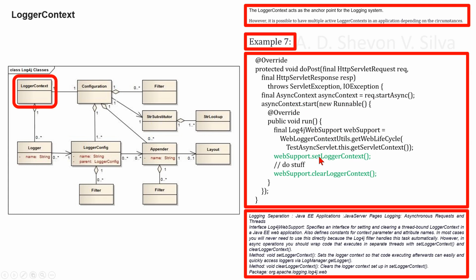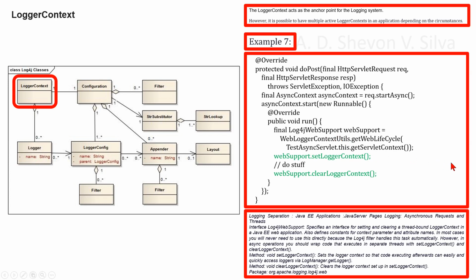Here the method void setLoggerContext sets the logger context so that code executing afterwards can easily and quickly access loggers via LogManager.getLogger. The method void clearLoggerContext clears the logger context set up in setLoggerContext, and this is in package org.apache.logging.log4j.web. This is the Log4jWebSupport interface.